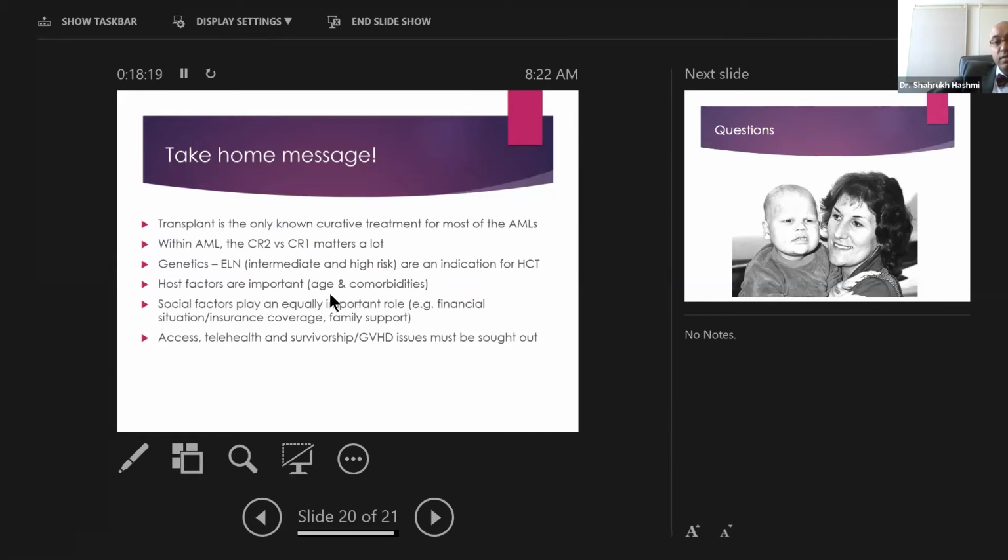Host factors are important, age and comorbidities. That's a very important thing. I would ask you to look into the comprehensive geriatric assessment scales, and many of the scales are from palliative medicine that we use. And social factors play an important role. Financial, insurance coverage, family support, access, telehealth, GVHD are the key here.